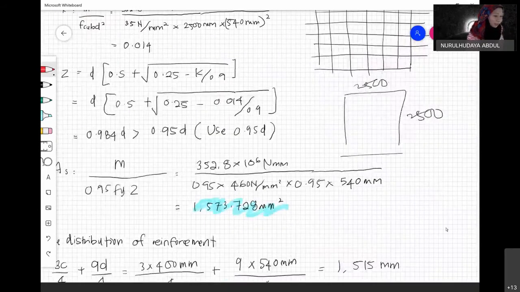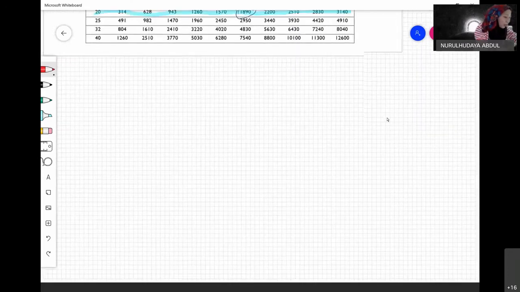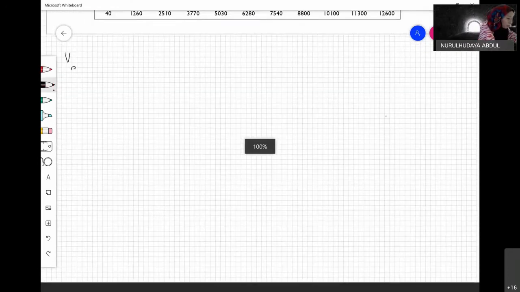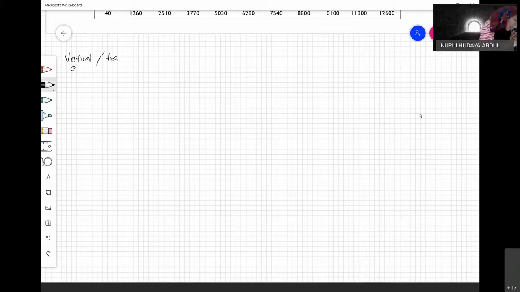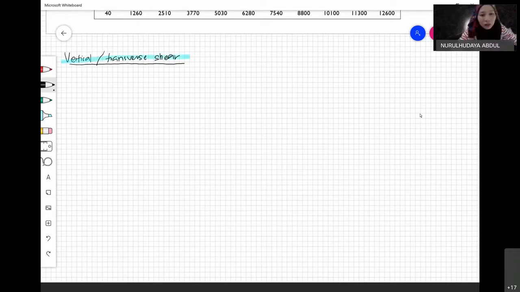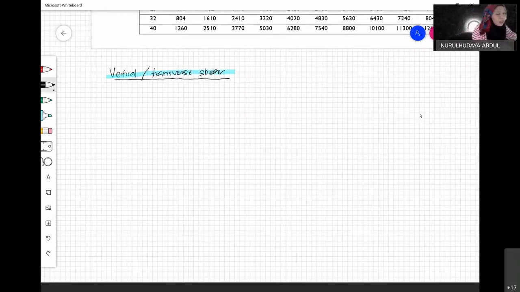So today kita akan proceed with that vertical transverse shear. Okay, so kita akan check this thing. So you dah tahu the formula for this one. First thing that we need to calculate is the shear force, which is V equal to PS darab dengan A.